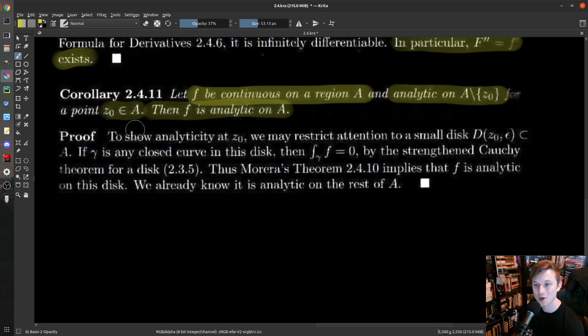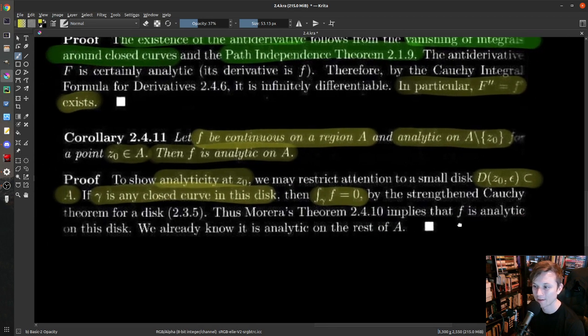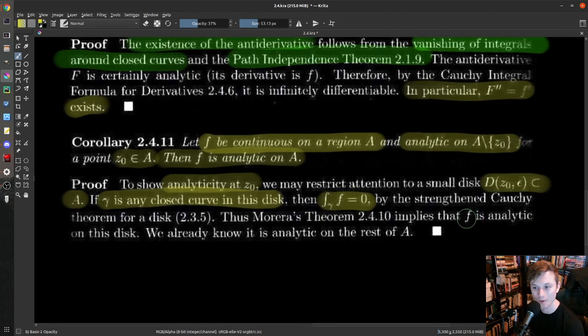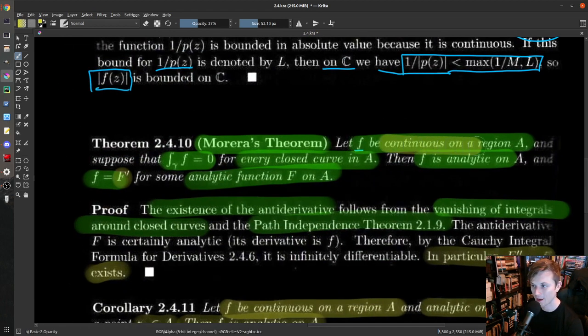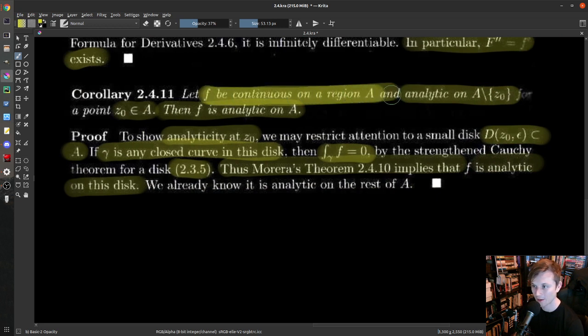Kind of cool. So to show that you get analyticity at z naught, we restrict our attention to a small disk contained in A about that point, some disk of radius epsilon centered at z naught. Pick any closed curve gamma in this disk, then when you integrate around it, it's 0, by Cauchy's theorem for a disk, the strengthened form that we did back in 2.3.5. Wait a second, Morera's theorem then implies that f is analytic on the disk. Notice for Morera's theorem we just needed continuity on the region, and we already have that. Bada boom. Easy. That is a pretty nice little trick. And that's everything we've got. That's section 2.4 in a nutshell.